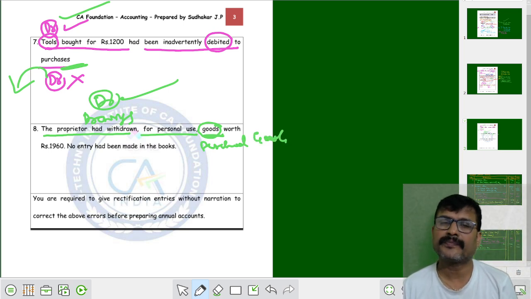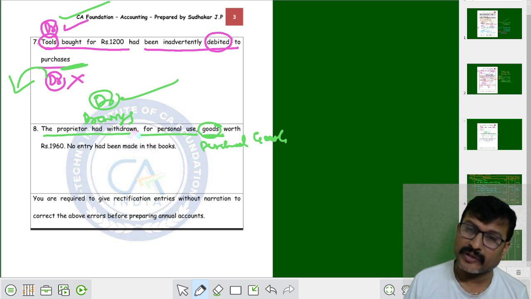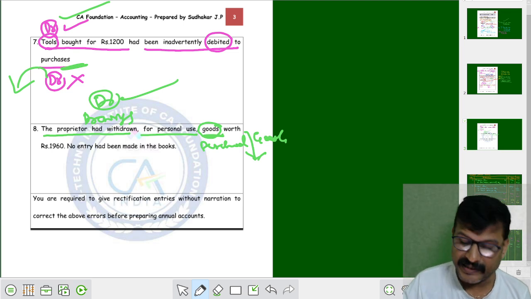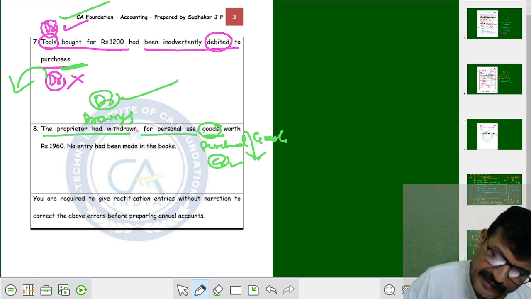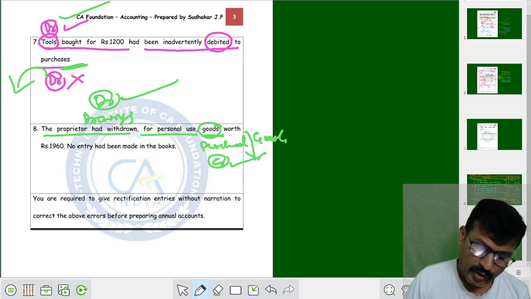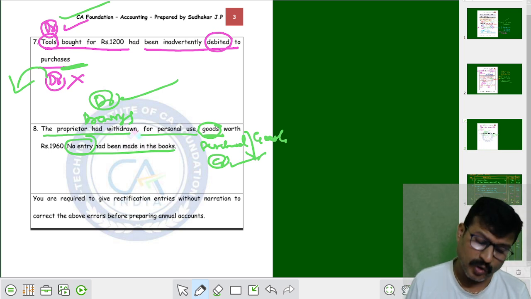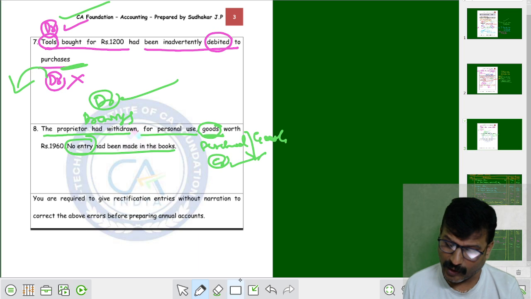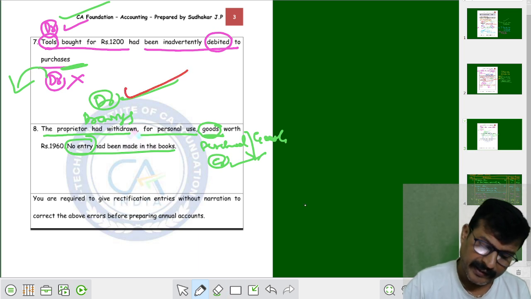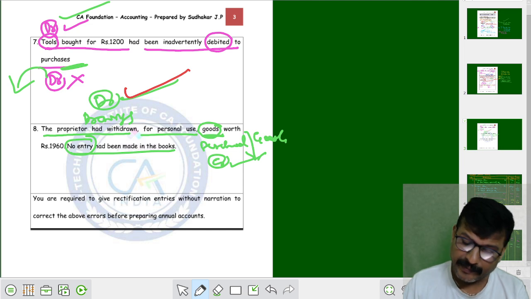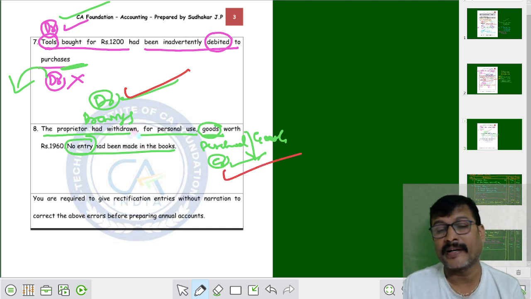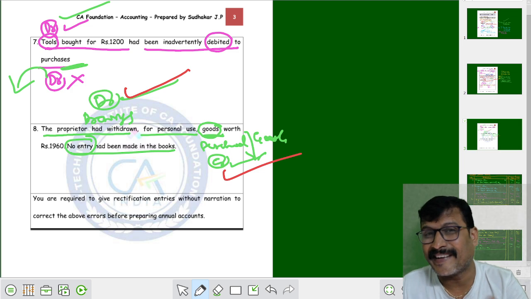Purchased goods. When you withdraw the purchased goods, the purchases decrease, expenses decrease, it is to be credited as a correct credit. No entry had been made in the books. No entry, entry is not passed. Now, what to do? Keep the correct in the same place. Here you didn't commit any technical mistake. Technically, you didn't commit any mistake, but you have omitted to record.